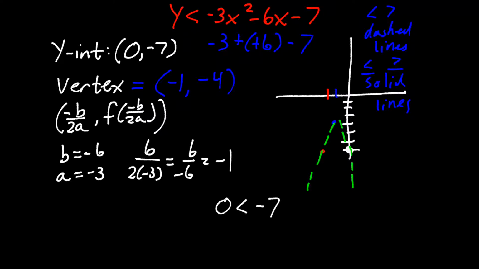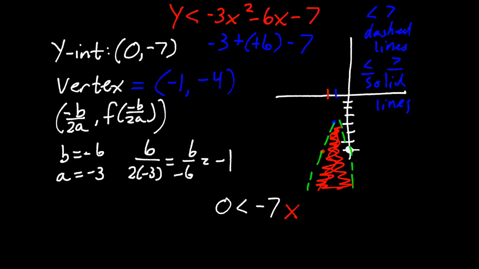Is that a true statement? Is 0 smaller than negative 7? And hopefully you say, no, it is not. So because the origin did not work, the origin was not one of the solutions, that means the solutions have to be inside our parabola. And we will shade everything inside here. And that is our solution for our graph.